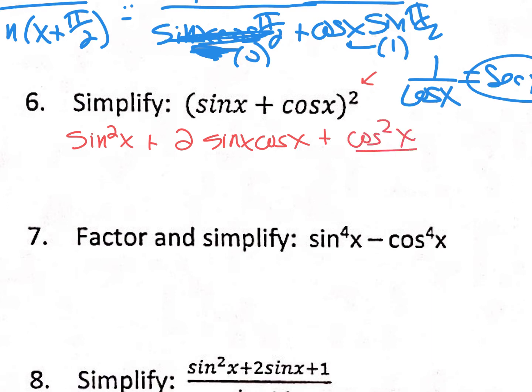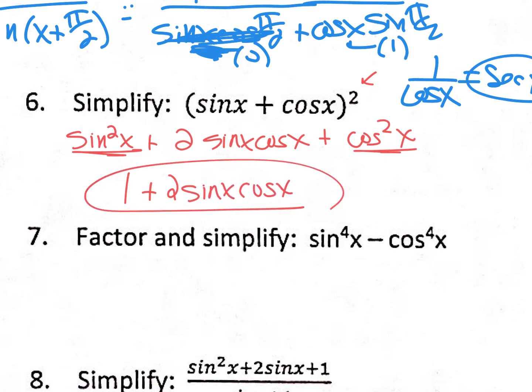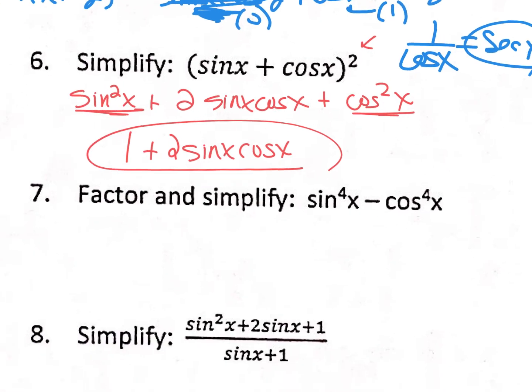And here's what I notice. I got a cosine squared and a sine squared. That's 1. Sine squared plus cosine squared is 1. So it gives me 1 plus 2 sine x cosine x. And guys, that's as simple as you can get it. You can stop right there. Don't make it harder than it is. Let's go to number 7.